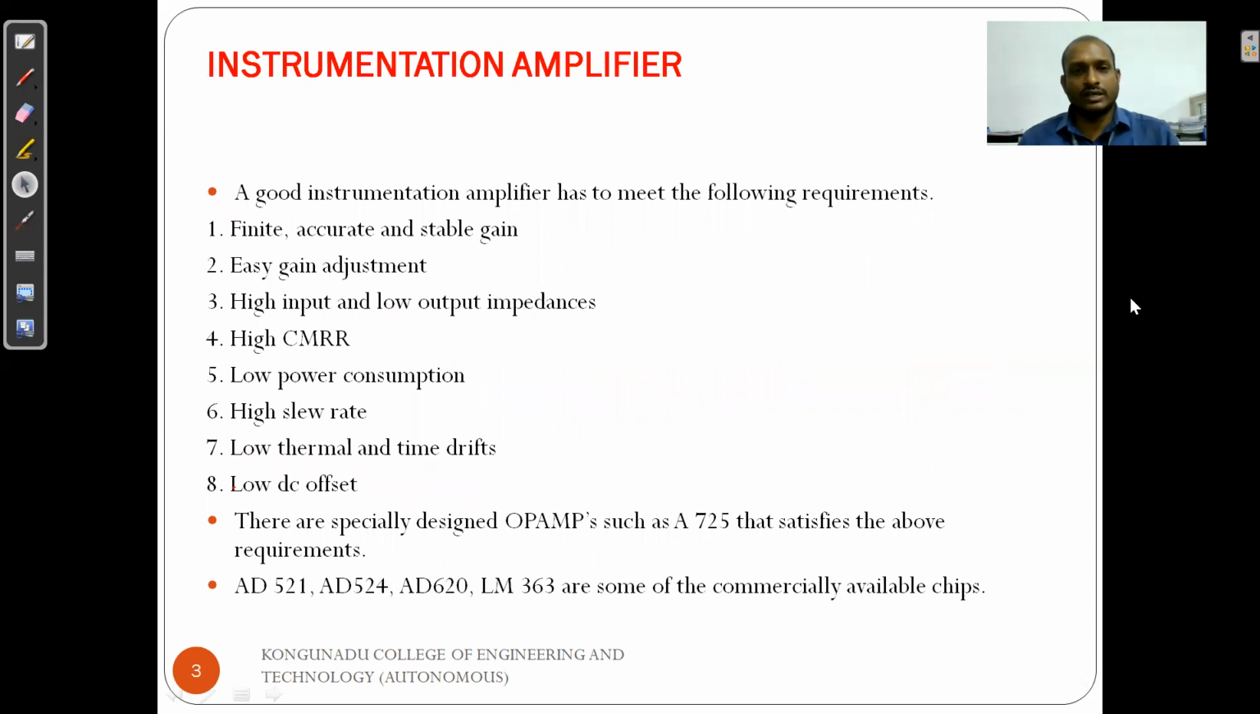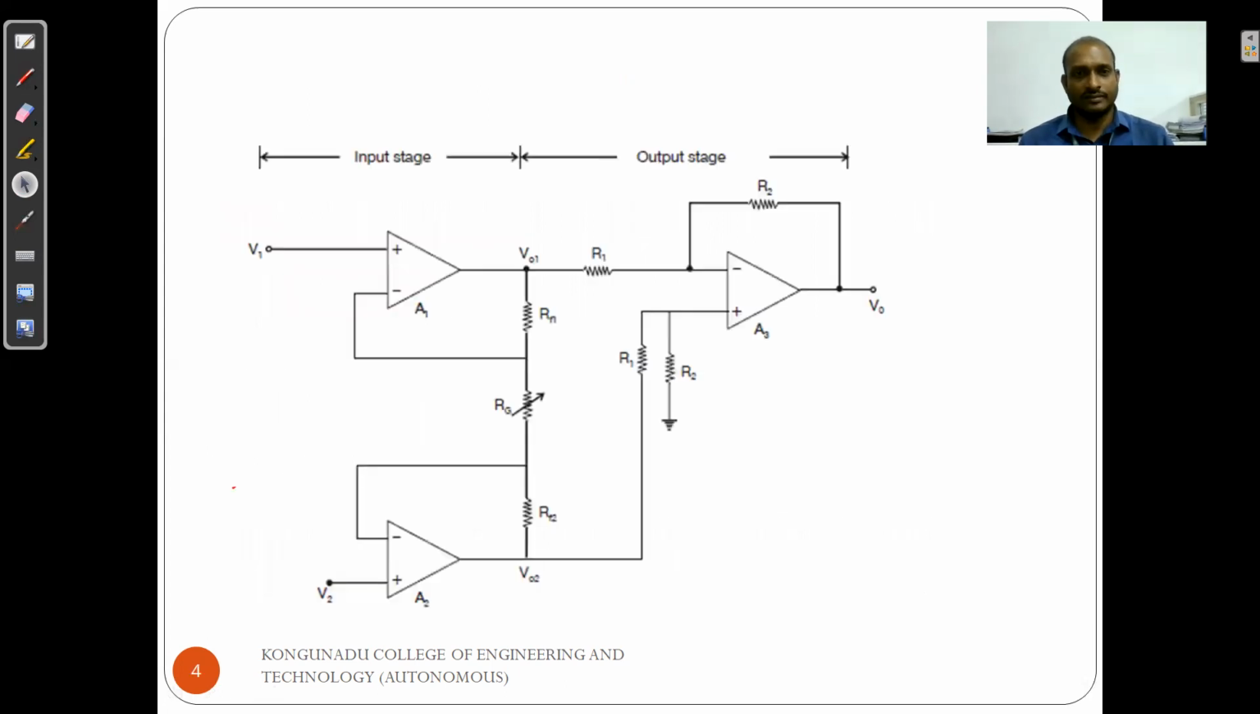So it has the following characteristics. It has finite, accurate, stable gain. Easy gain adjustment is possible. High input and low output impedance is available. High CMRR value, consumes only less power. High slew rate, low thermal and time drift, low DC offset. So special ICs are available: AD521, AD524, AD650, LM360 are the instrumentation amplifier based ICs.